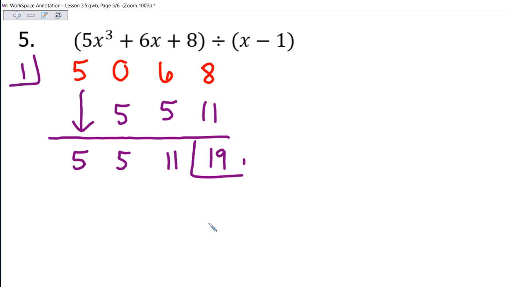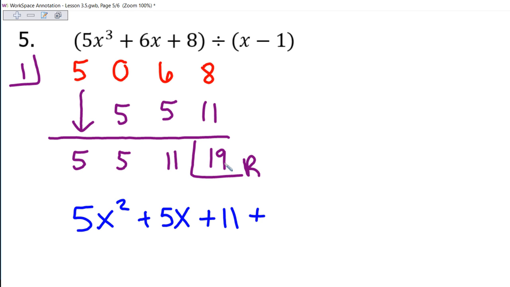Now when we write our answer, drop it a degree. So if this is x to the 3rd, this would be x to the 2nd. So this would be 5x squared plus 5x plus 11 plus remainder over binomial.